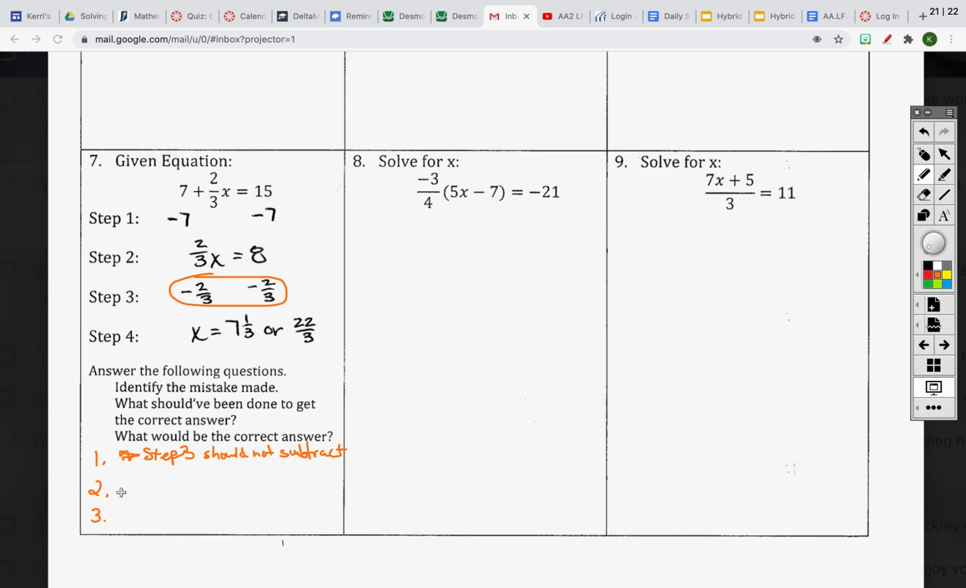What should they have done? What should have been done to get the correct answer? Multiply by the reciprocal. So instead of doing this, we should have multiplied by the reciprocal. So you need to put into your calculator 8 times 3 over 2. And then you're going to write what the answer is. X equals what the answer is, which is going to be a positive 12.